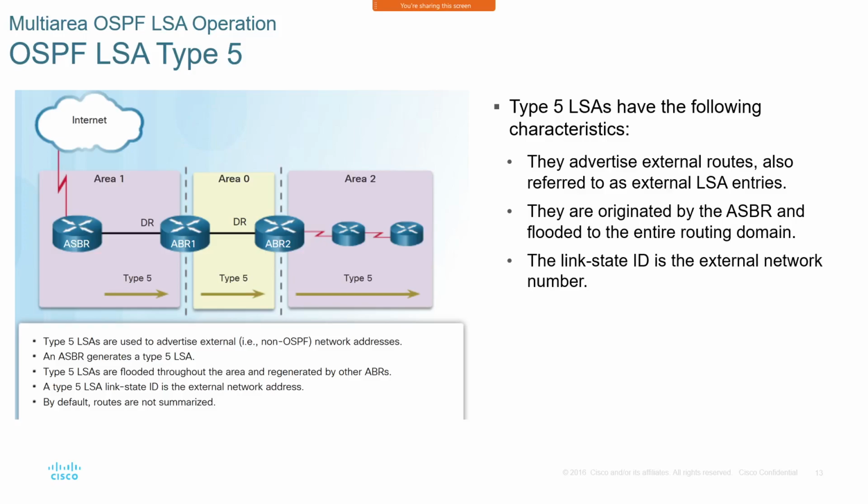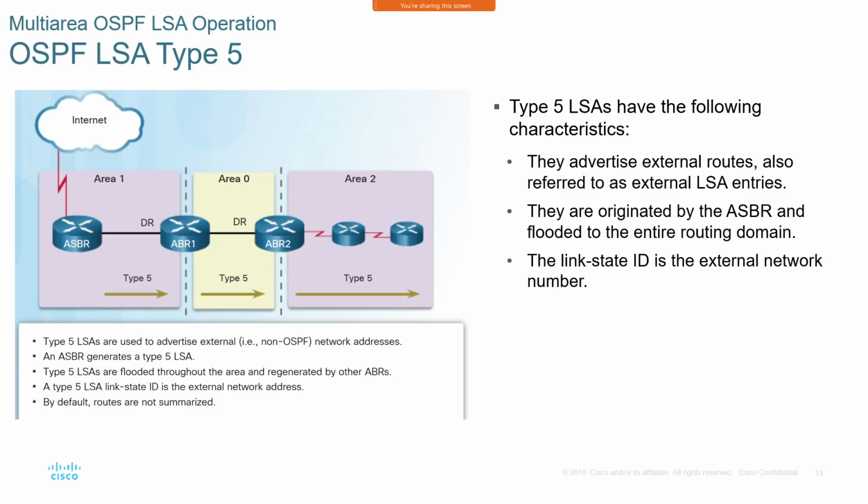Type 5 LSAs, they're exclusively used to advertise external network addresses. So they will be coming from the ASBR. The type 4 LSAs, guys, they are not coming directly from the ASBR. They are coming from a router that learned the ASBR. Right? So this is the major difference between the type 4 and the type 5s.